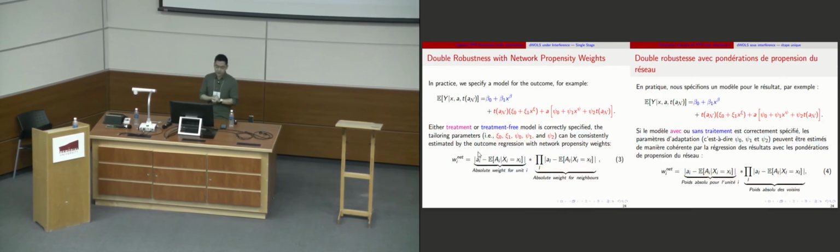As an illustration, we have this outcome model, and the DR double robustness property tells us that if either the treatment-free model or the treatment model is correctly specified, then the parameter kappa and the parameter psi can be consistently estimated by the outcome regression with these network propensity weights. Again, these network weights are in the absolute value weights form. Any weights satisfying the weights criteria, we are guaranteed this double robustness property.